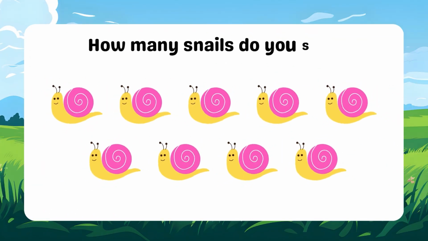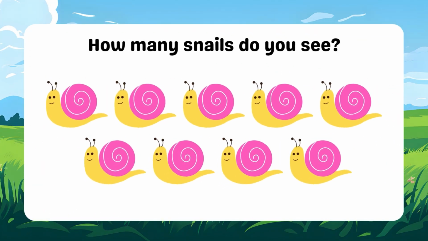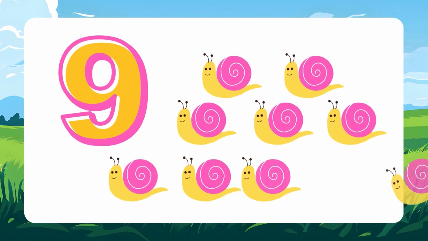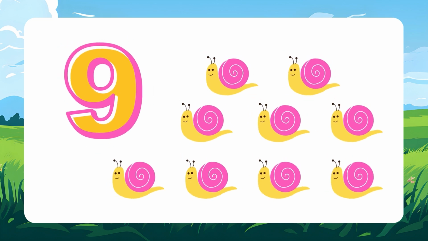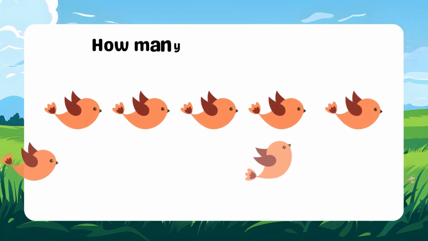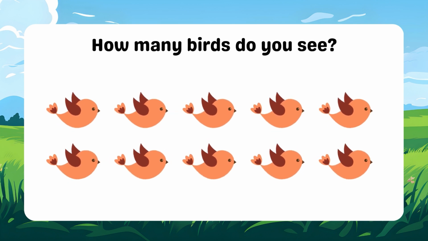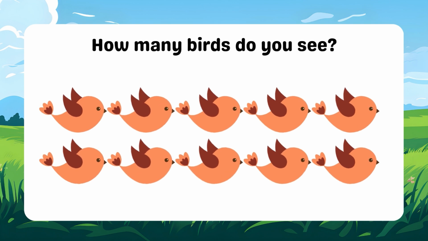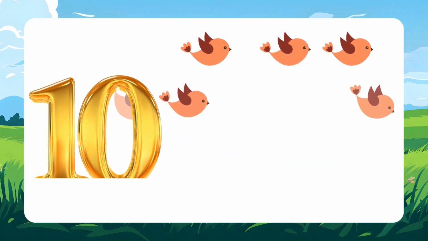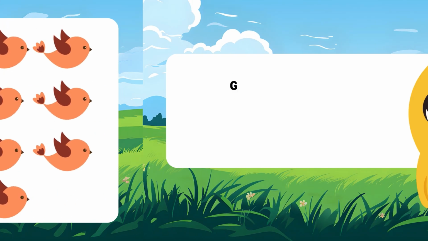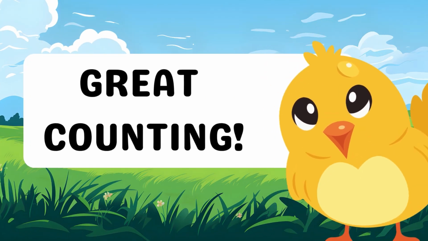How many snails do you see? 1, 2, 3, 4, 5, 6, 7, 8, 9. That's correct. 9. How many birds do you see? 1, 2, 3, 4, 5, 6, 7, 8, 9, 10. That's correct. 10 birds. Well done. Great counting.